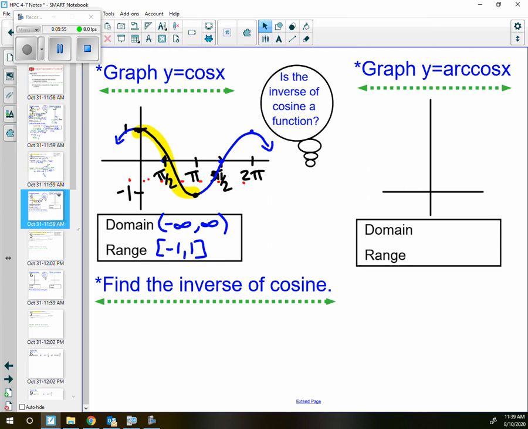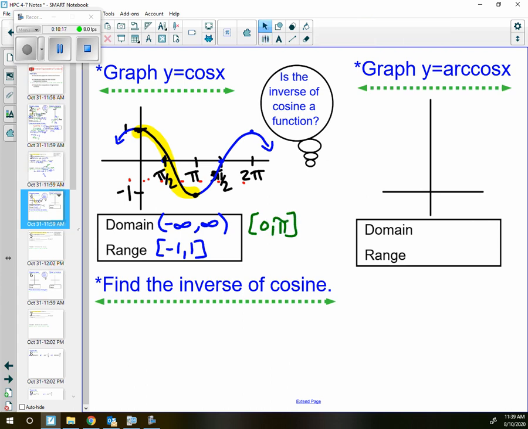If I restrict just to that location, I'm getting the positive values once, the negative values once. If I pass a red horizontal line up and down on just the highlighted part, I'm only going to touch one point, and that gives me all the values that I need. So I'm going to make an adjustment to this domain. Instead of being negative pi over 2 to pi over 2, I'm just going to go 0 to pi, and I'm going to be okay then for my inverse.